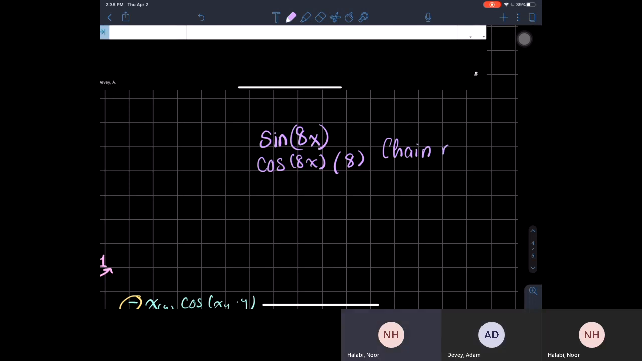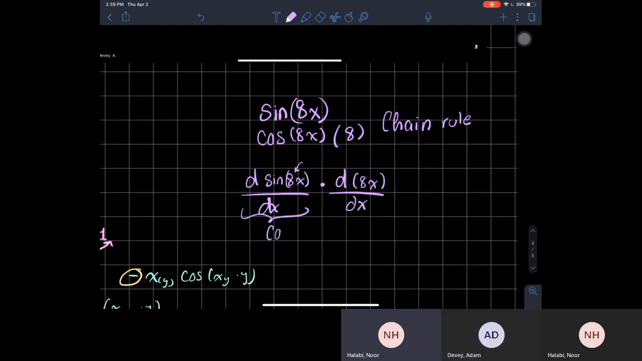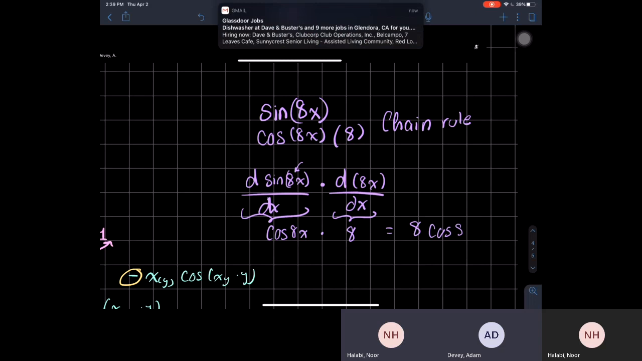Right, so the chain rule tells me you take the derivative of the outside. So it's going to be d sine 8x over dx, multiplied by the derivative of the inside. So multiplied by d 8x over dx. So this portion right here gives me the cosine 8x. And this portion right here gives me the 8. So when I times them together, I end up with 8 cosine 8x.